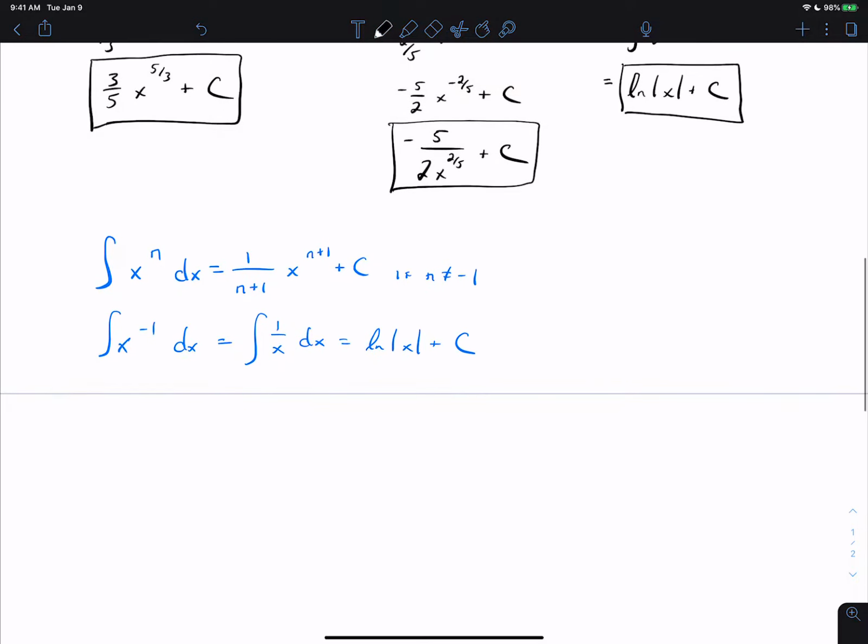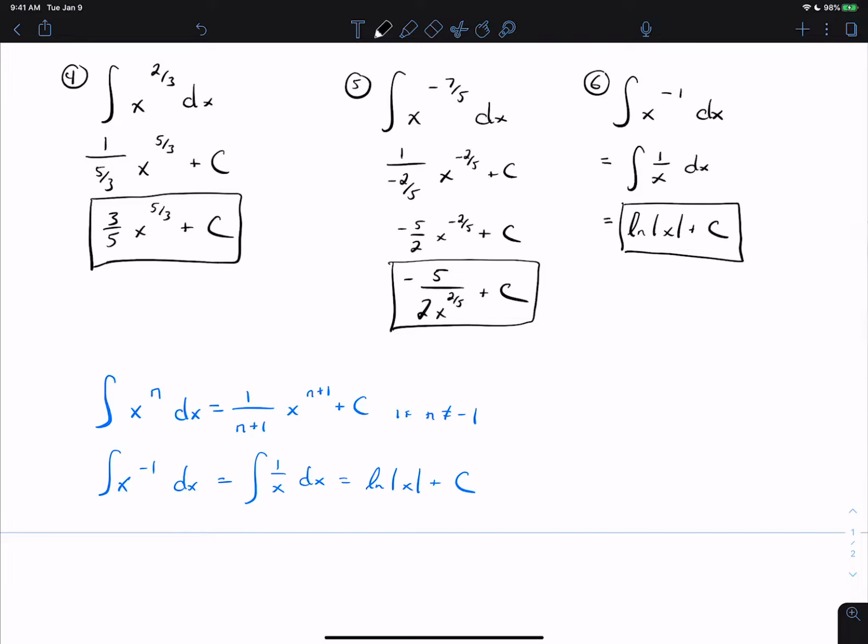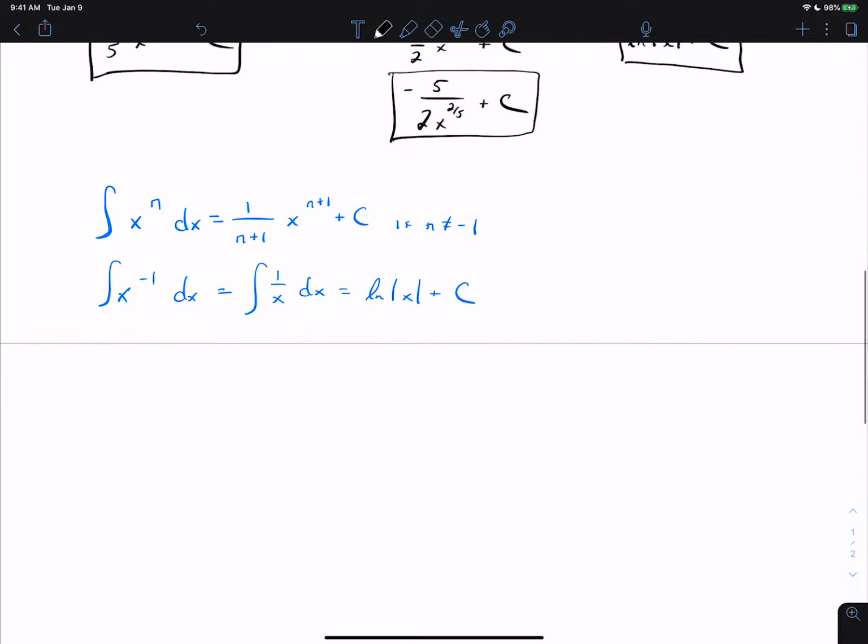Okay, and then those two rules together cover all power functions. Power functions are when you have x raised to a power, so x to a number. The next type of function I want to look at is exponential functions. Exponential functions are when you have a number to the x. Obviously that's informal what I'm writing there, but power functions are x to a number, and exponential functions are a number to the x.